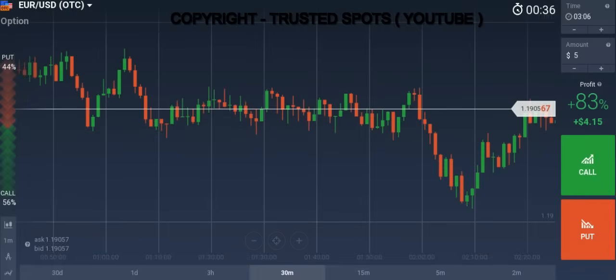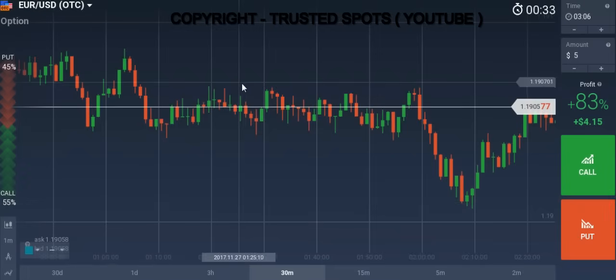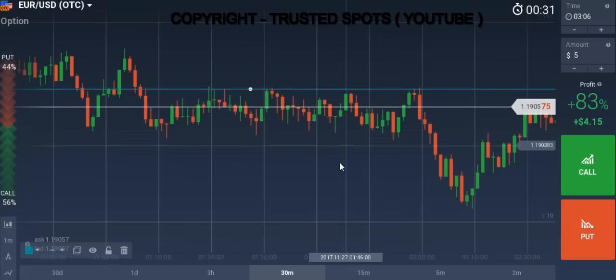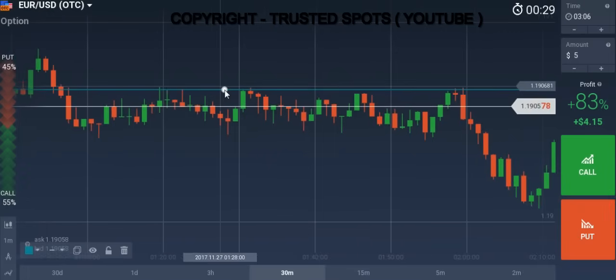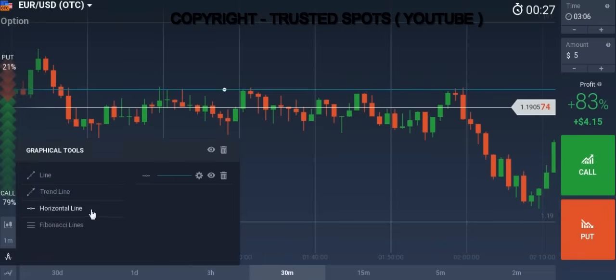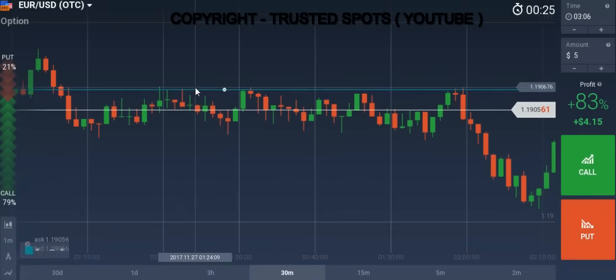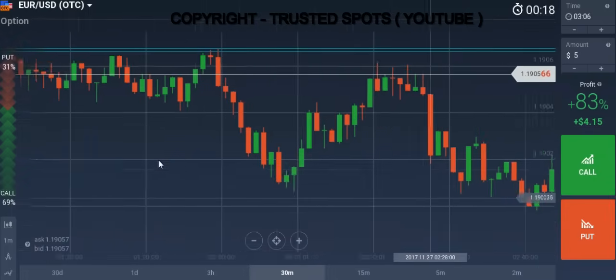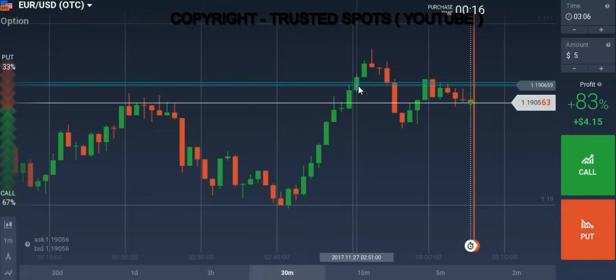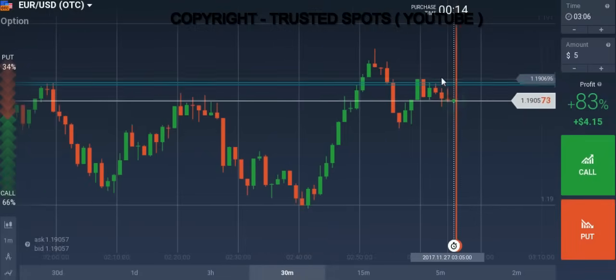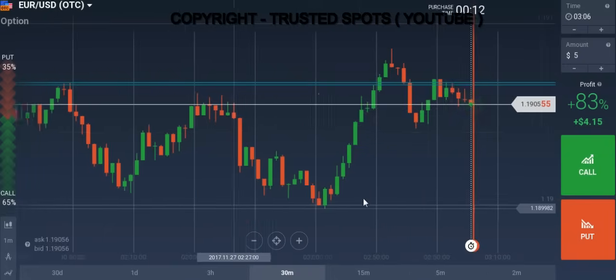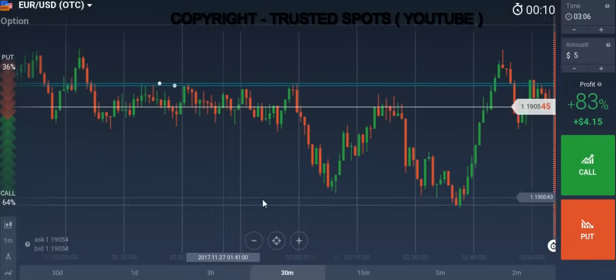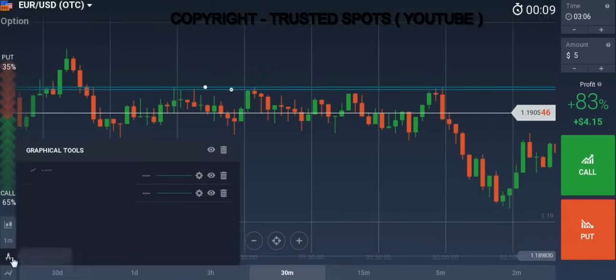As you can see, I will draw these SNR levels and will try to see if they are working or not. As you can see, this SNR works here, here, it worked here, and at the end it crossed, and it is now working again. So this pair is kind of trustworthy for me.